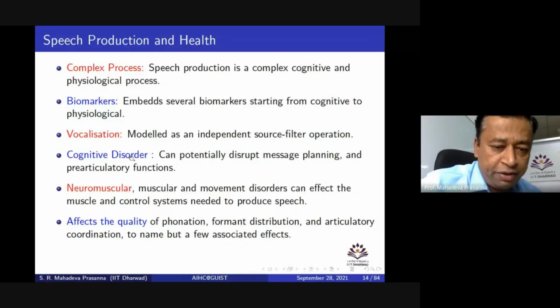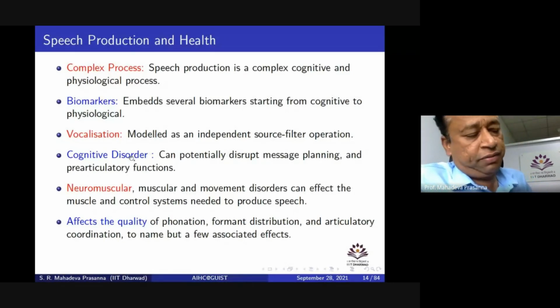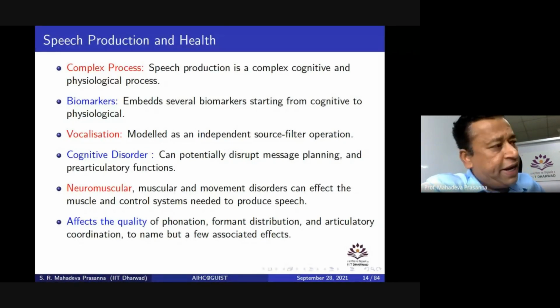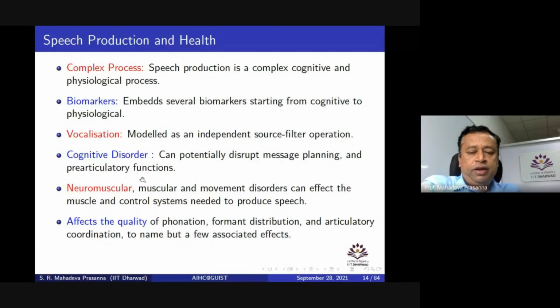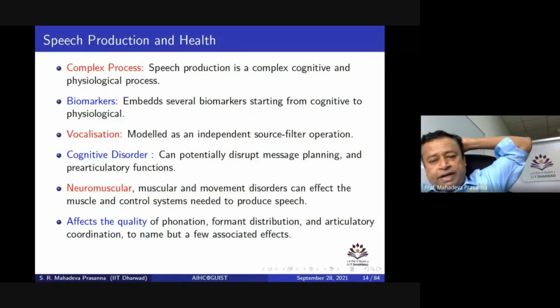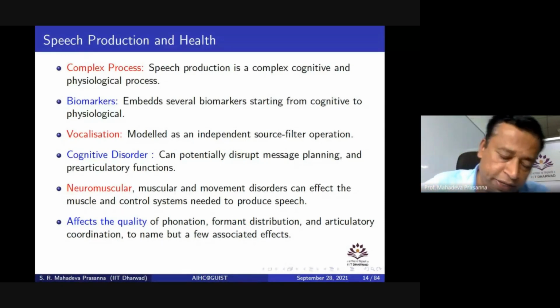Coming to the cognitive disorder, suppose depression or sleepiness, or you have fatigue, or any other mental health related thing, then it can potentially disrupt message planning and pre-articulatory functions. For example, I'll explain in the following slide.